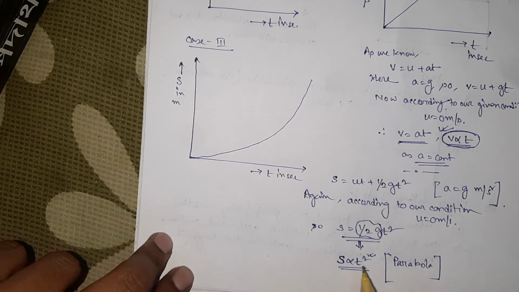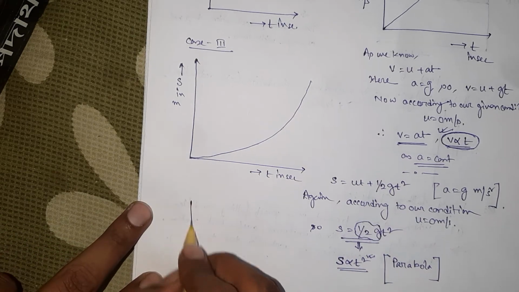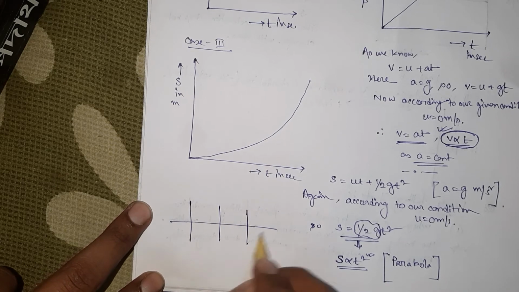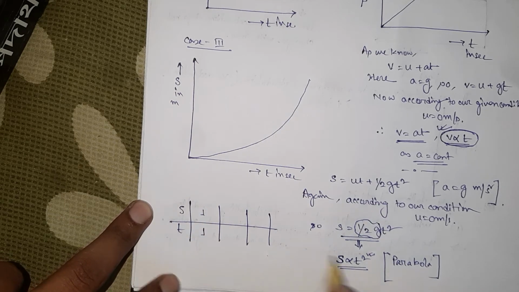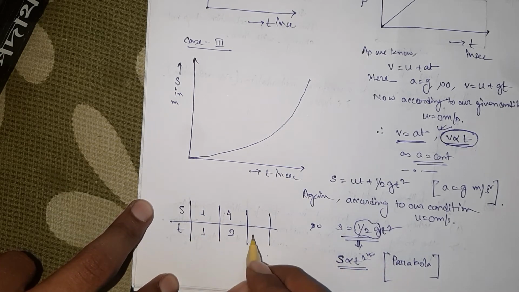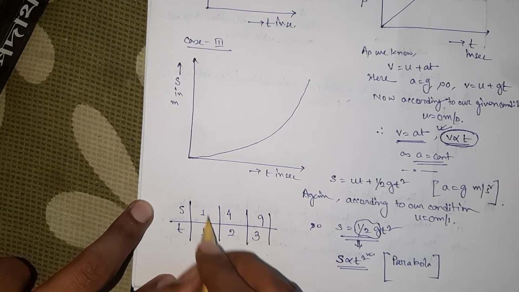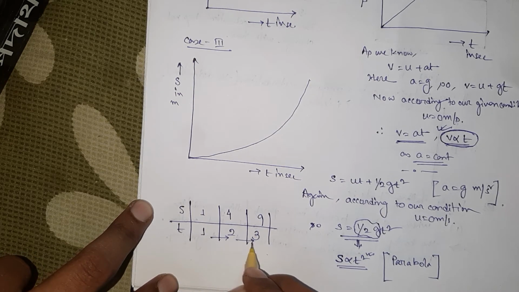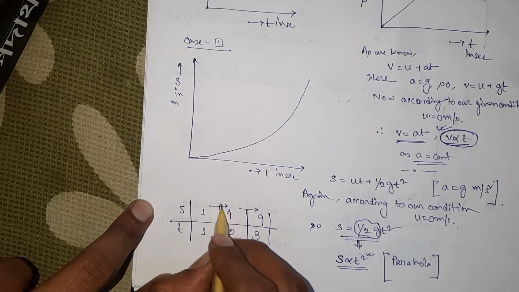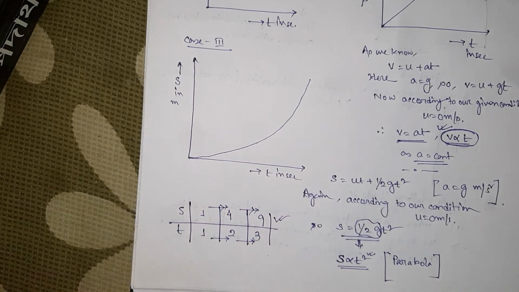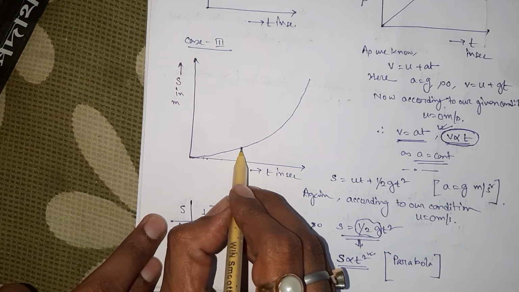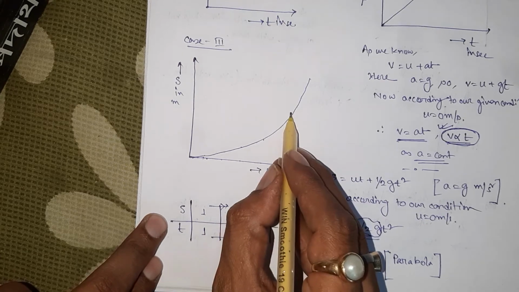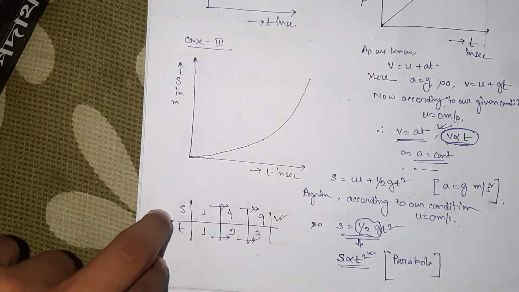Now the question is arise that how. So if we manipulate some data like that is s, that is t. So when t is 1, s is 1. When t is 2, s is 4. When t is 3, s is 9. So we see that this change is linear, but this change is non-linear. Okay. So when you see data, the curve will be like that. When it's 4, it's 16, 5, 25. So we see that the curve will become non-linear.